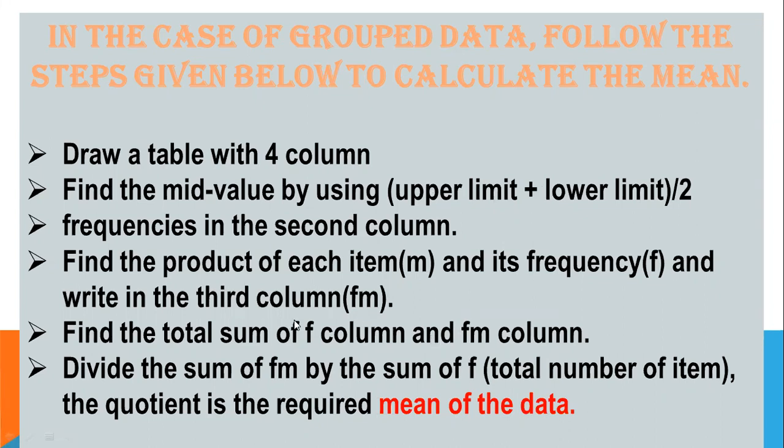The sum of frequency is n, as I have already told in the previous one. And then sigma fm. When you divide sigma fm by sigma f, the sum of the frequency, then we'll get the mean of the continuous data. This is grouped data also, you can say. Let's see some examples.